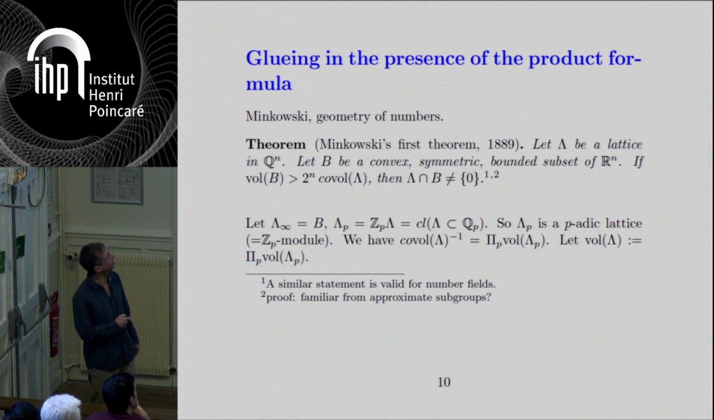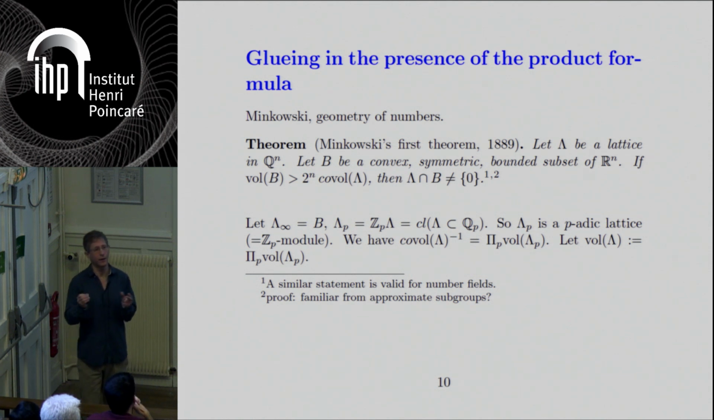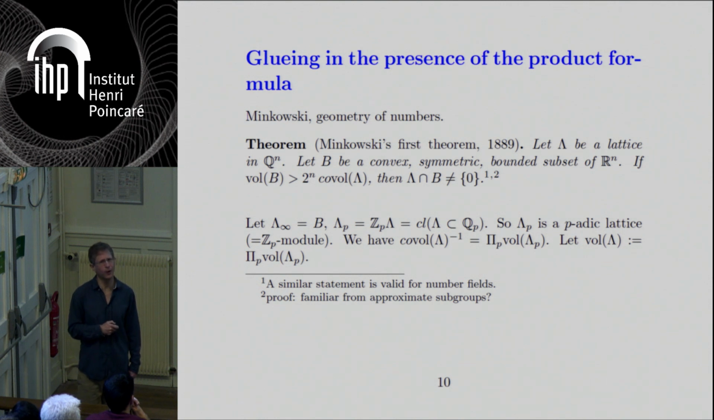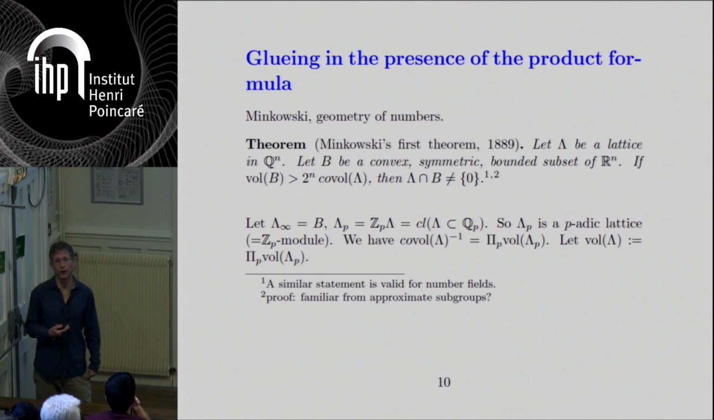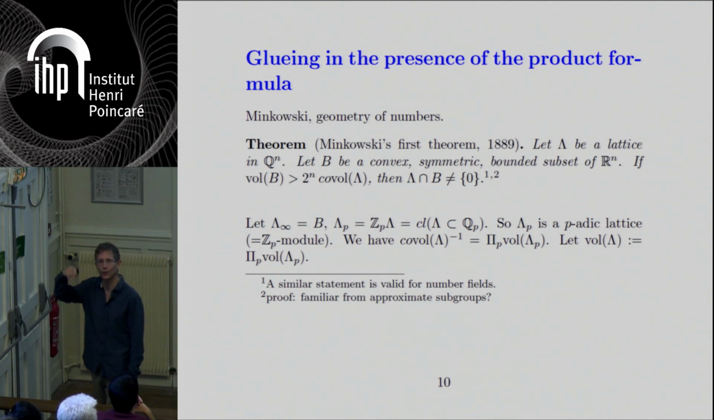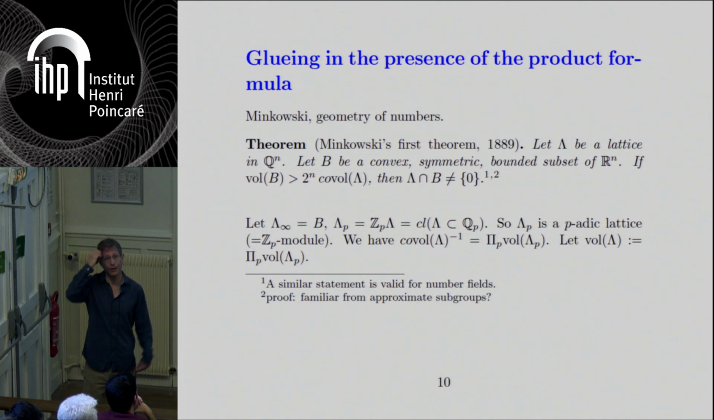The correct factor for approximateness is 2 to the n. If you take a cube in n dimensions and add it to itself, you get something bigger, but only by a constant number of times. What Minkowski tells you is that if the volume in the real part is sufficiently big compared to the covolume of the lattice, the volume of a fundamental domain, then the intersection is not just 0. There's a vector which is in the lattice and in the domain. The proof is very easy once you have modern measure theory, and some people might be familiar with it from approximate subgroups and Hrushovski's method. Anyway, I'll leave you to think about it.